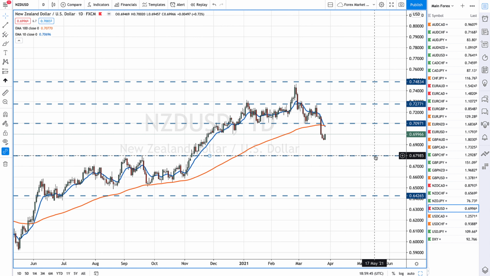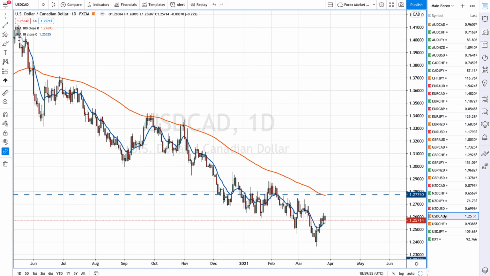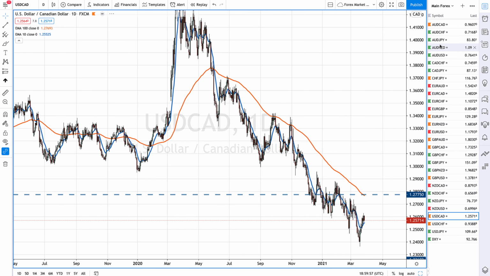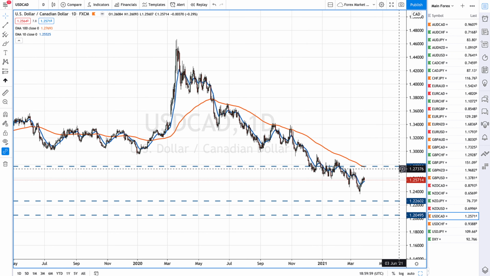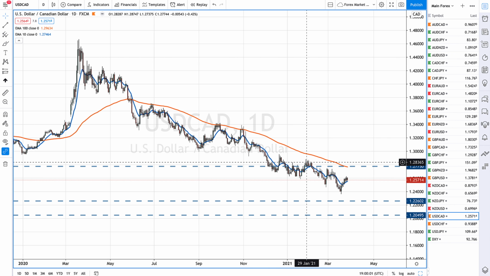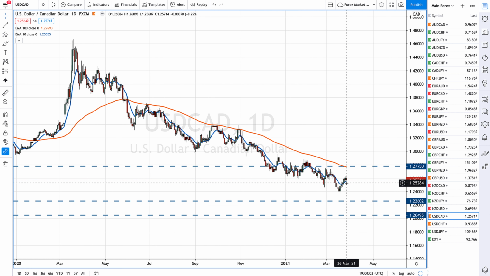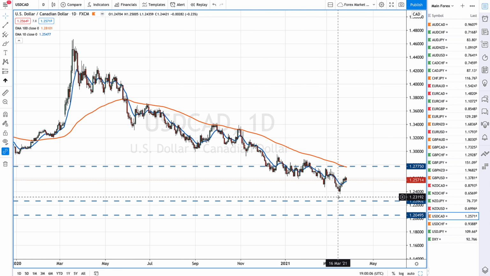The trouble areas, we'd be looking at 0.6798 and 0.6426 as areas where we would potentially look to take profits or at least unload some of our positions. The dollar CAD here, we're pretty much neutral on this pair. If you were to take positions, you would be selling the dips down towards 1.2260 and 1.2049.